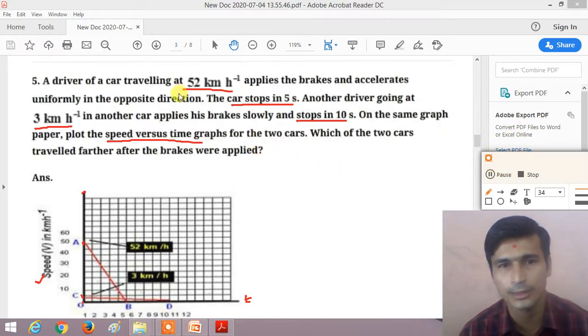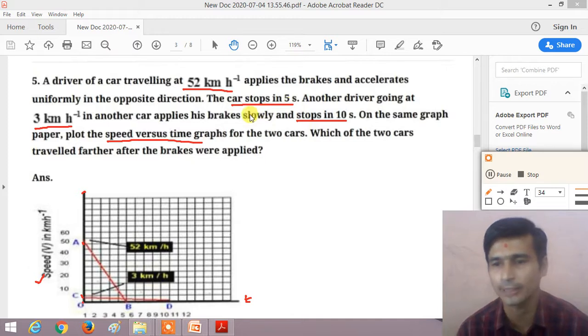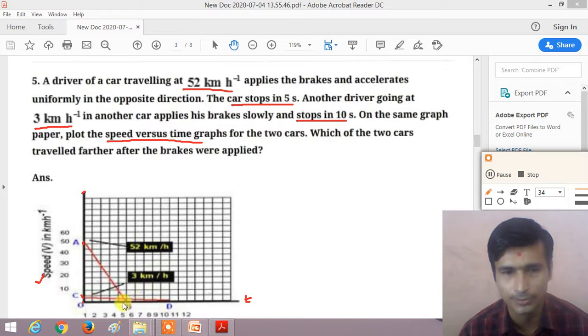Now the first car stops in 5 seconds. That means its final velocity is 0 after 5 seconds. So the first car stops after 5 seconds, and the final velocity is 0 at this point B. So if we draw the graph of the first car, it is from A, the initial speed of 52 km per hour, and after 5 seconds the speed of car A is 0 at point B. So we draw a straight line like this, right?